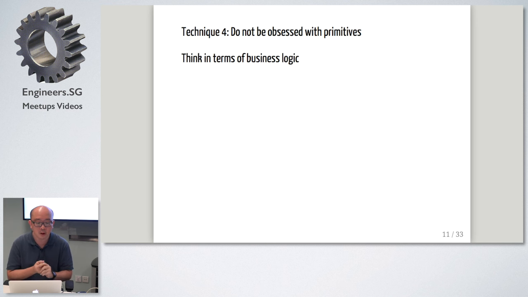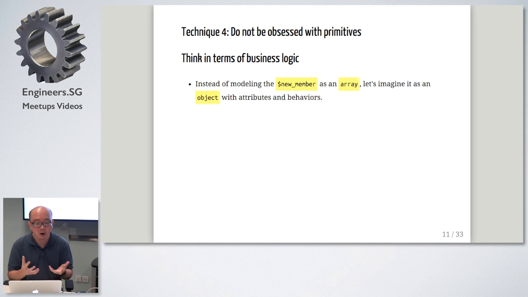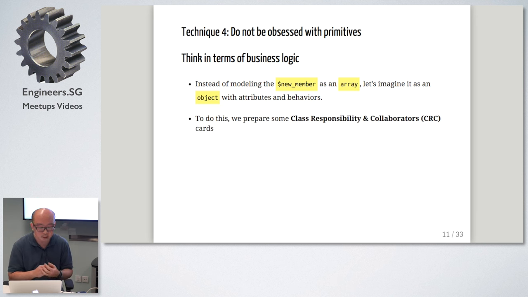So what we want to do is think in terms of business logic. What do we want to do? Instead of modeling a new member as an array, let's imagine it as an object, with attributes and behaviors. So basically, use the OOP approach. We model it as an object. So how do we convert a procedural code, which I have shown you, into object-oriented code?